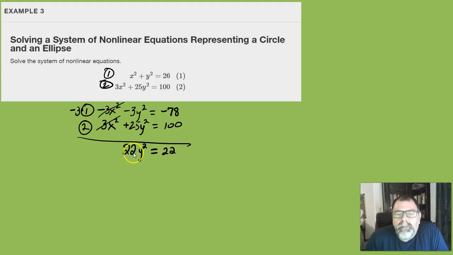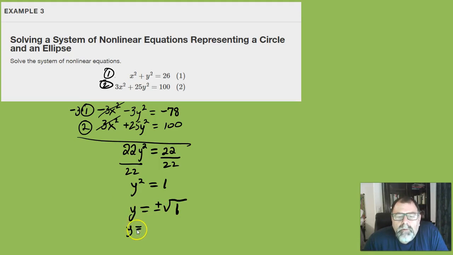Now we're going to solve this, and there's a couple ways we could do it. Since there's no middle term, no y, it's just y squared, we can get the y squared by itself and then use the square root property. So we square root both sides and we get plus or minus square root of 1. Okay, so that gives us 2 answers. So y equals 1 or negative 1.